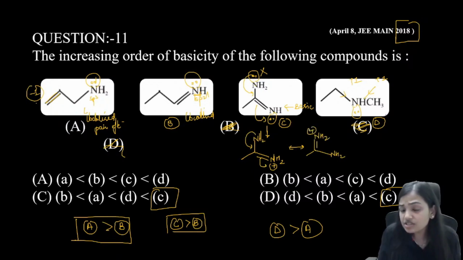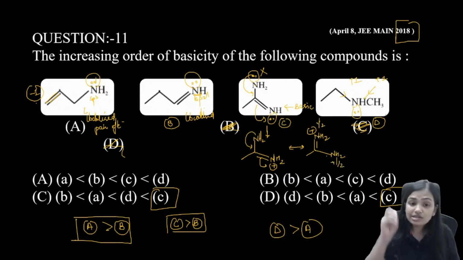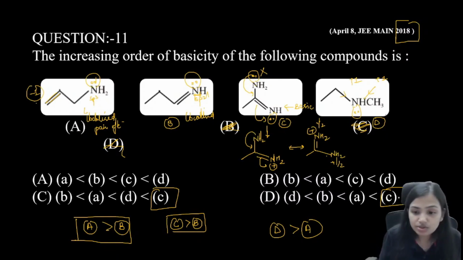So here the positive charge is getting delocalized. So ultimately here I am having plus 1 by 2, here I am having plus 1 by 2. So this is most stable, because lower the charge over the nitrogen, more will be the stability. So ultimately we can say that C is going to be most basic.